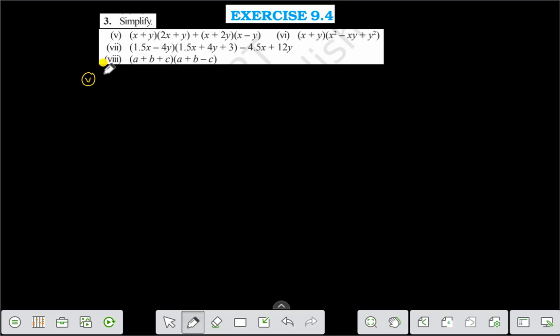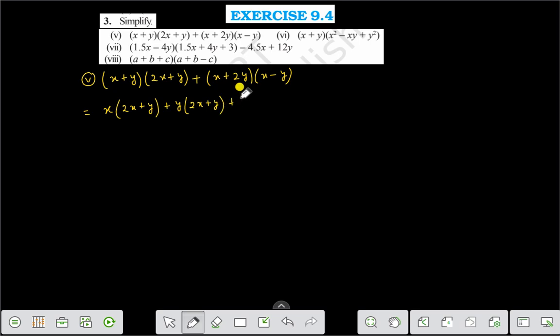Question number 5 is x plus y into 2x plus y, plus x plus 2y into x minus y. Let us solve this one. Here it is x into 2x plus y, plus y into 2x plus y, plus x into x minus y, plus 2y into x minus y.